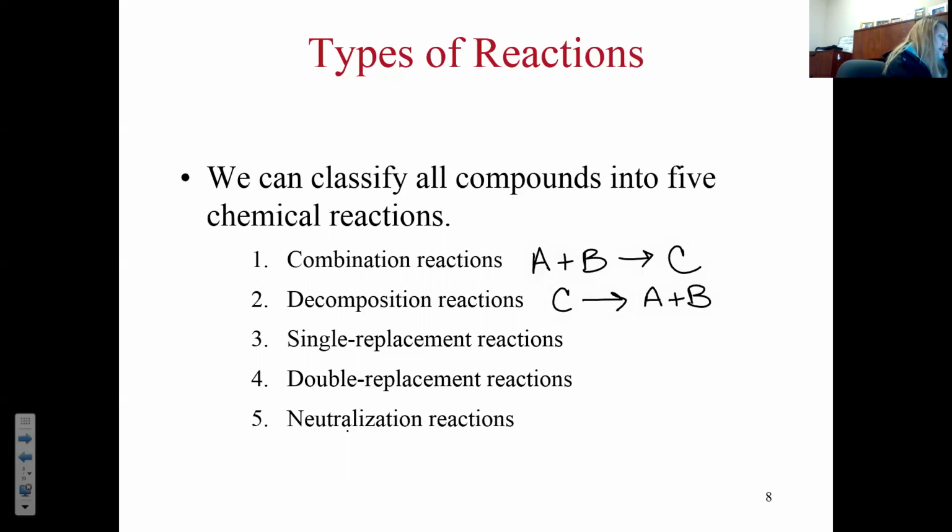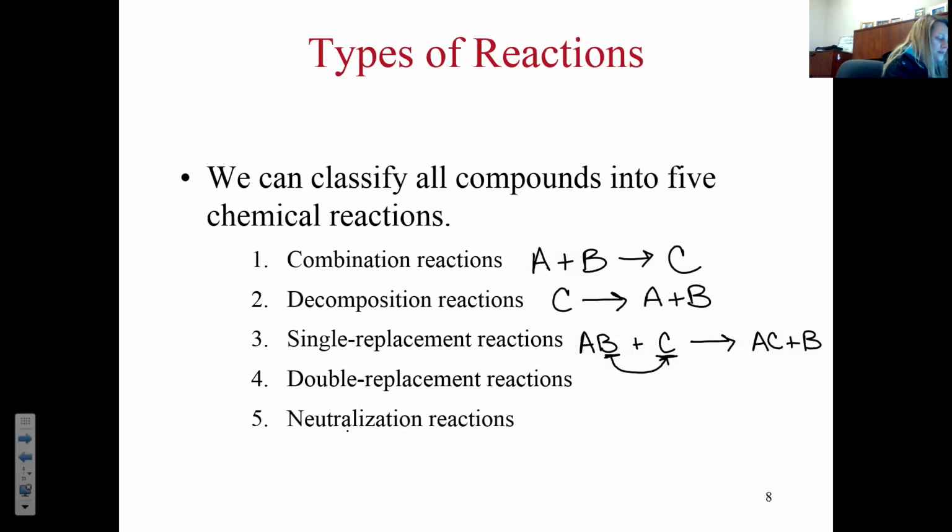Single replacement is a little different. This is where we have A, B, and C, and we get A, C, and B. So we see here that the C and the B have changed positions. One of those compounds has changed positions, and because of it, we call it a single replacement.